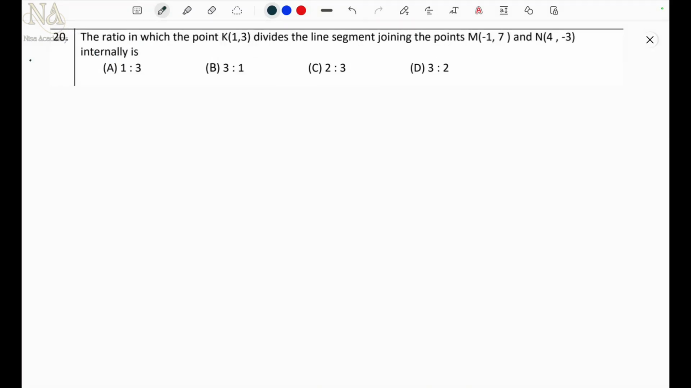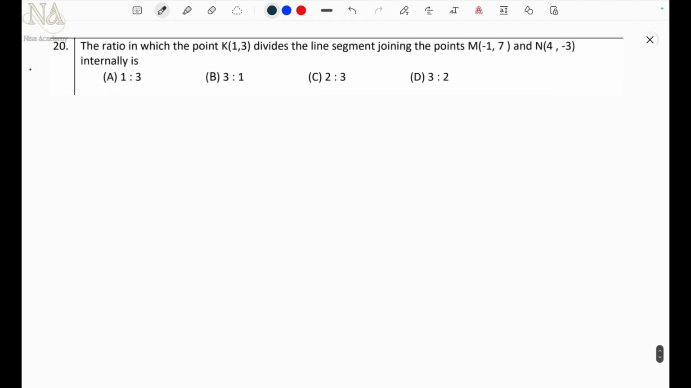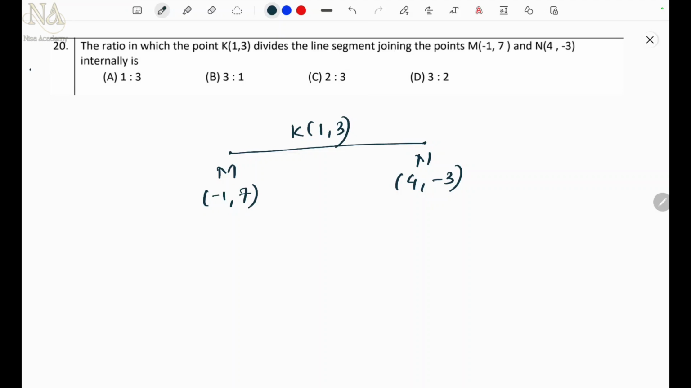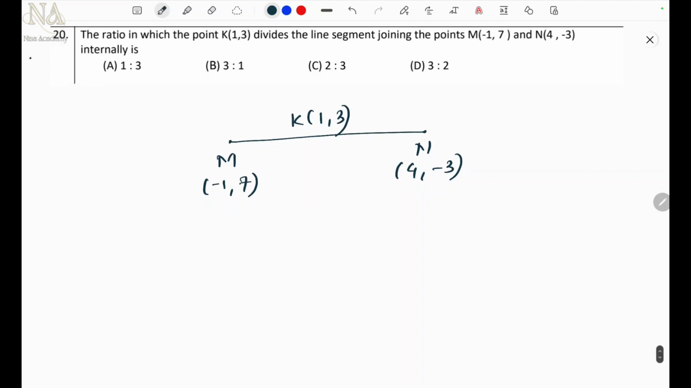20th problem. The ratio in which the point K(1, 3) divides the line segment joining the points M(-1, 7) and N(4, -3) internally is. So we know that whenever the ratio is not given, we let the ratio be K is to 1. You can even take M1 is to M2. Anyway, both the methods are correct.